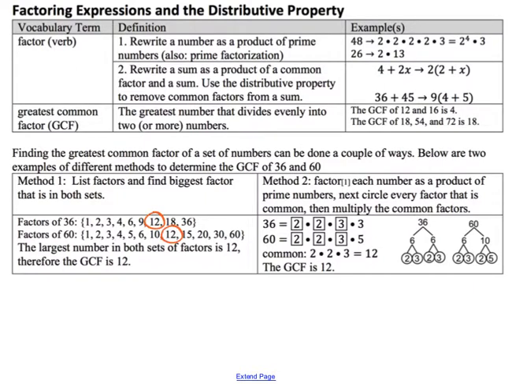The other way, method 2: factor each number as a product of prime numbers. Next, circle every factor that is common, then multiply those common factors. So 36, here's the factor tree. That gives us 2 times 2 times 2 times 3. And 60, here's the factor tree. It gives us 2 times 2 times 3 times 5. Notice that both prime factorizations have 2 2's each and a 3 at a minimum. All the things they have in common can be multiplied together and give 12. So there's 2 methods for finding the GCF.